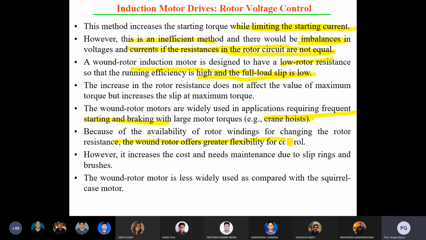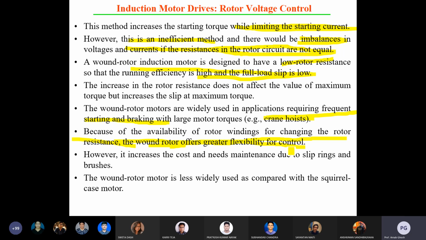Because of the availability of the rotor winding for changing the rotor resistance, the wound rotor offers greater flexibility to control. The wound rotor has additional resistance that you can control externally. Automatically, the load carrying capability will be more, and the starting current conditions will get better in the wound rotor motor.